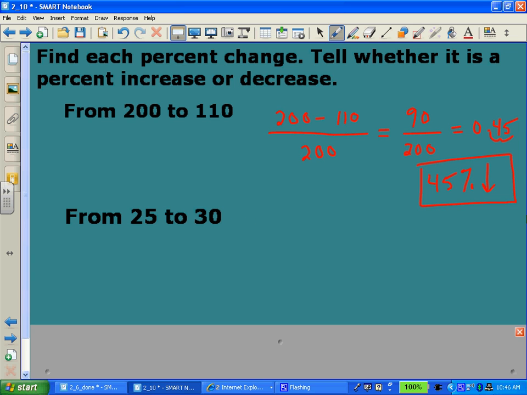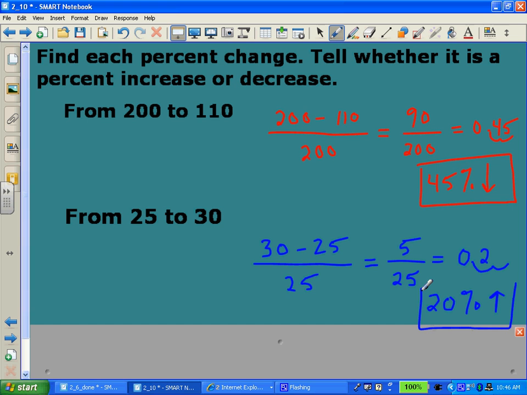How about this one? From 25 to 30. So again, I go big minus little on top, over the original. I started at 25. So that's 5 over 25. 5 divided by 25 is 0.2. Again, I change it to a percent, so that's 20%. And I went from 25 to 30, so I went up, so that's an increase.